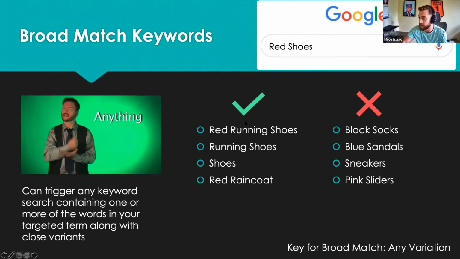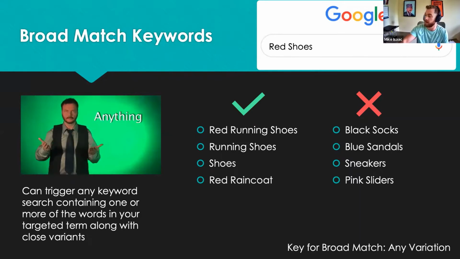So if you're looking at these examples over here, you can see red running shoes would show up, running shoes, shoes by itself, and even things like red raincoat. So because we have just the color red within that targeted keyword, this would still trigger your ads to show up. So that's why this is kind of more so a broader type of match type that you consider with these. When you look at the terms that it wouldn't show up for, it wouldn't show up for things like black socks, blue sandals, sneakers by itself, or even pink sliders.